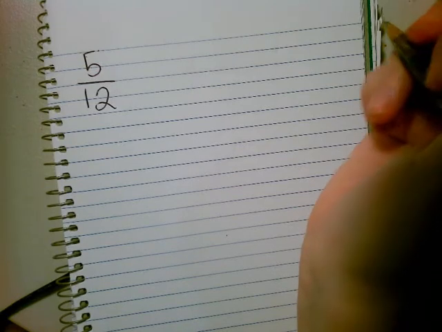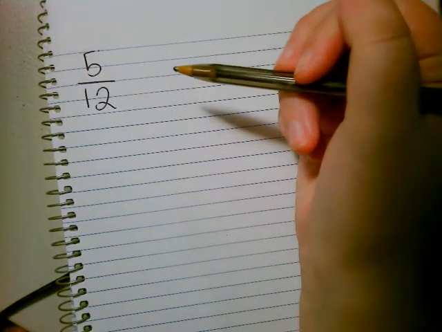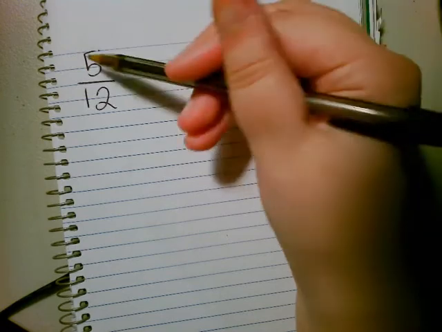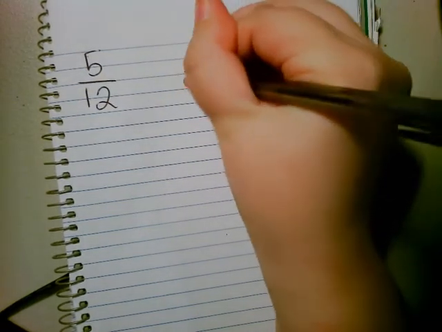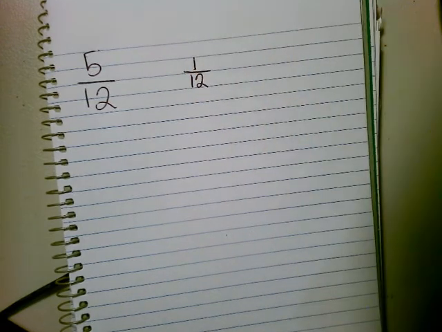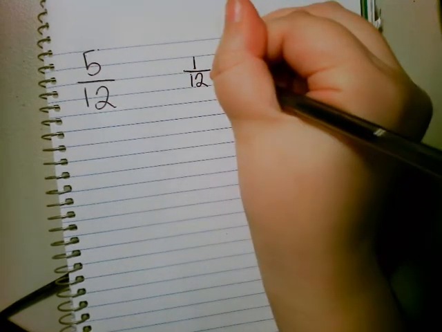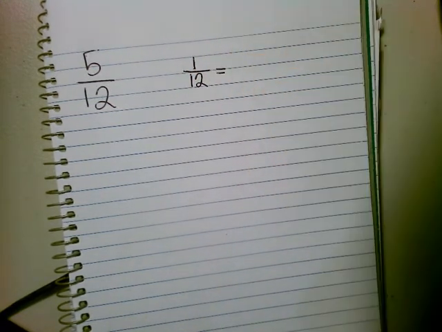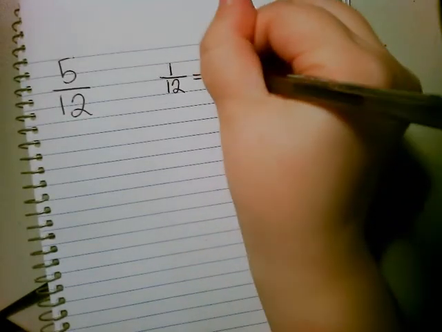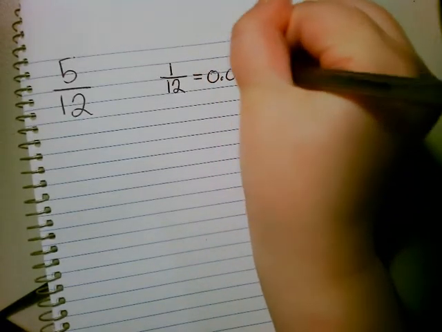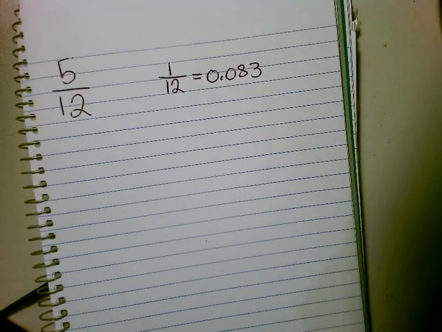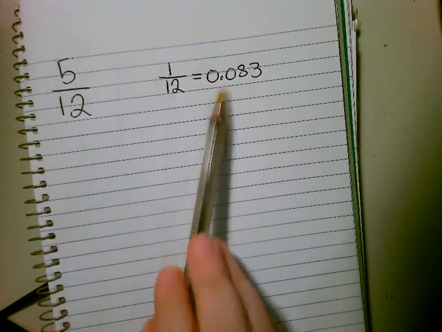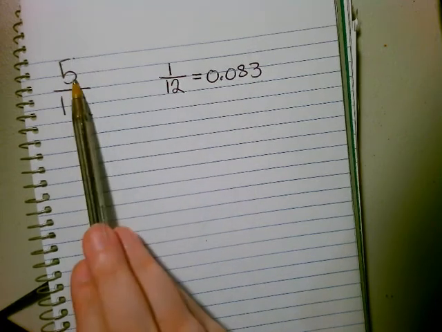With repeated addition, we start off by finding the unit decimal for 5/12. Since our denominator is 12, our unit decimal is 1/12. And we know by using our cheat sheet and our study guide, 1/12 is equal to 83 thousandths. So what we're going to do is add 83 thousandths 5 times.